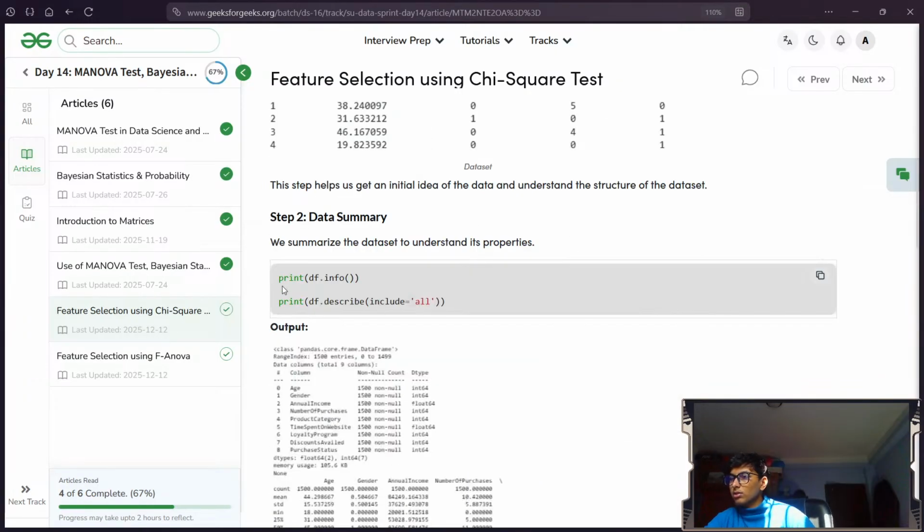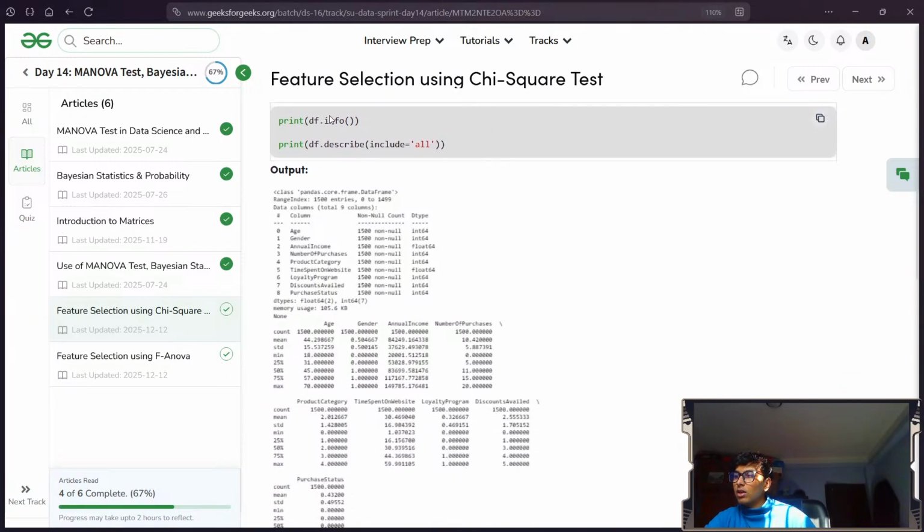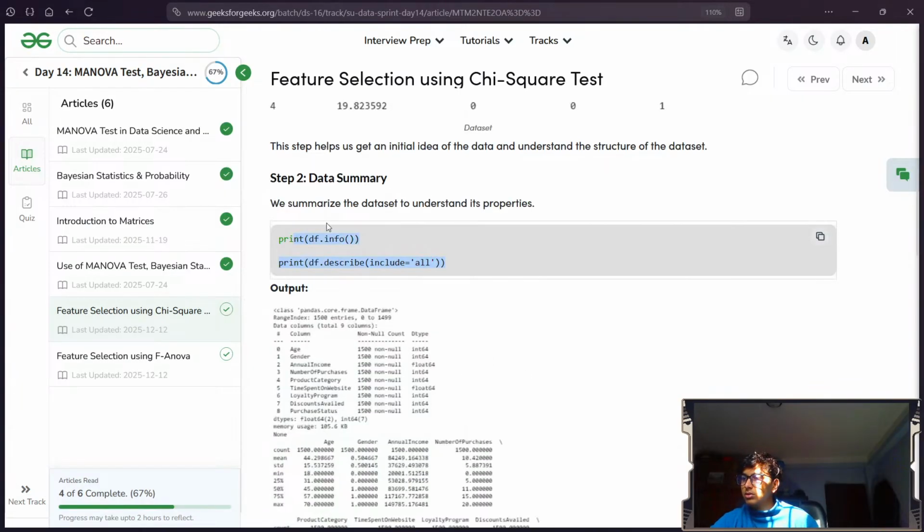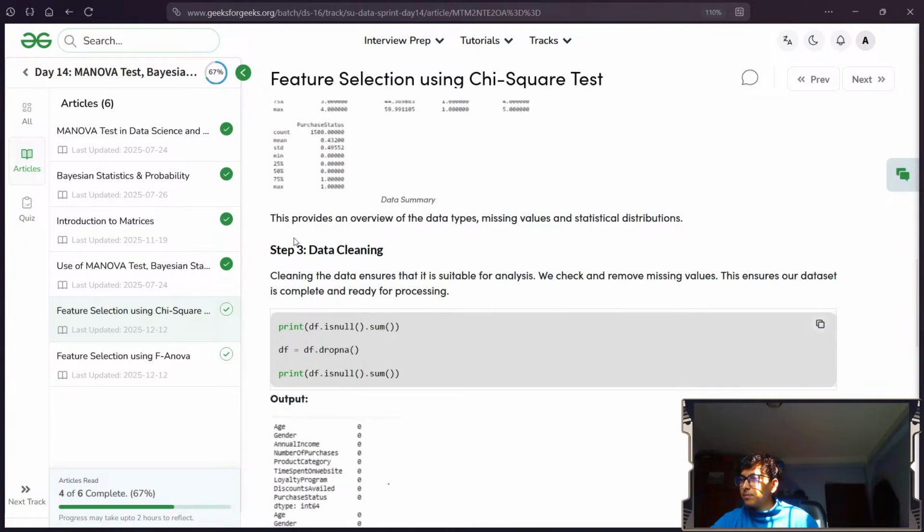Okay, data summary. So we summarize the dataset to understand its properties. df.info will give everything, like if there are nulls, the count, and the type of the data that we get, and here describe will give the count, mean, std, like that. And these are 25 percentile, 50% and 75%, and maximum. We can look at whether there are any outliers or not. This will provide summaries, an overview of data, missing values, and statistical distribution.